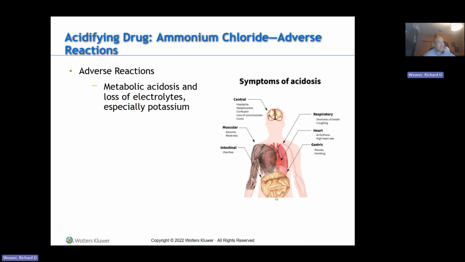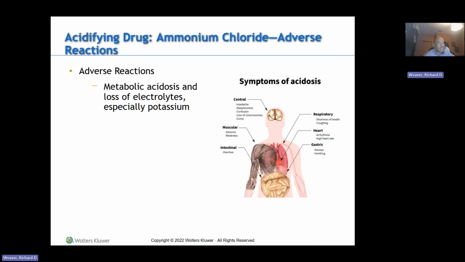Adverse reactions: these acidifying drugs, ammonium chloride, can cause metabolic acidosis, meaning it's going in the other direction, but it's going too much in the other direction. Loss of electrolytes, and especially potassium.